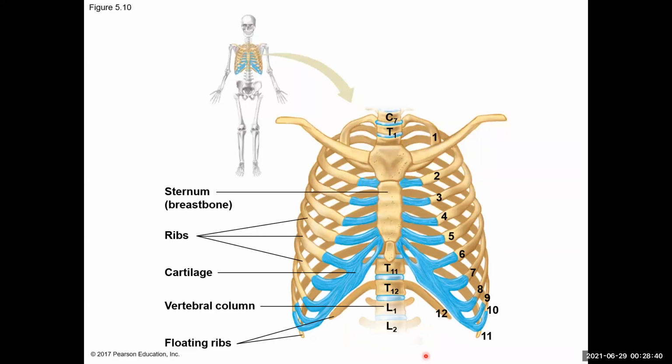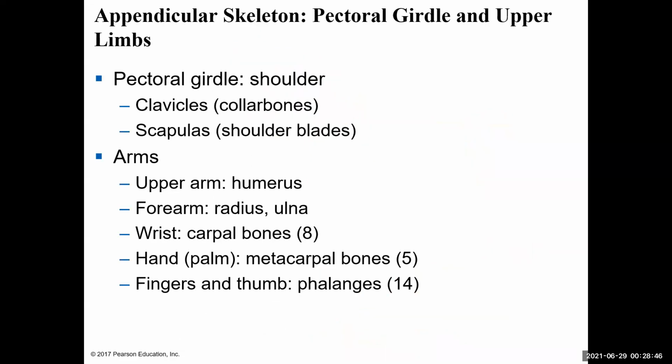And so that's it for the axial skeleton or axial skeletal structures. What we're now going to look at are the appendicular structures. So first we're going to look at the pectoral girdle and the upper limb, so the arms. So the pectoral girdle is just referring to the shoulder, which is made up of your clavicles, also known as the collarbone, and then your scapula, which are your shoulder blades. And then your arms, which are made up of the humerus, the radius, the ulna, your wrists, which are carpals, your hand, which is the metacarpals, and your fingers and your thumb, which are your phalanges.